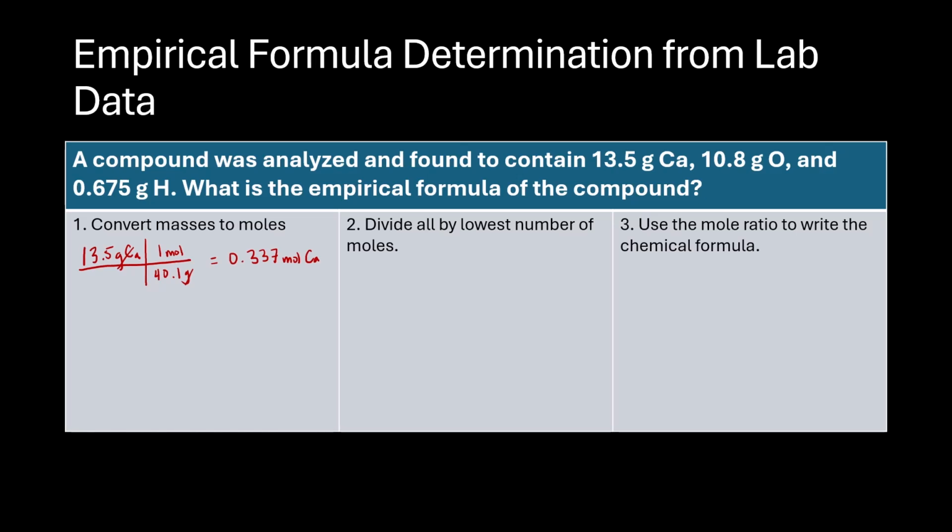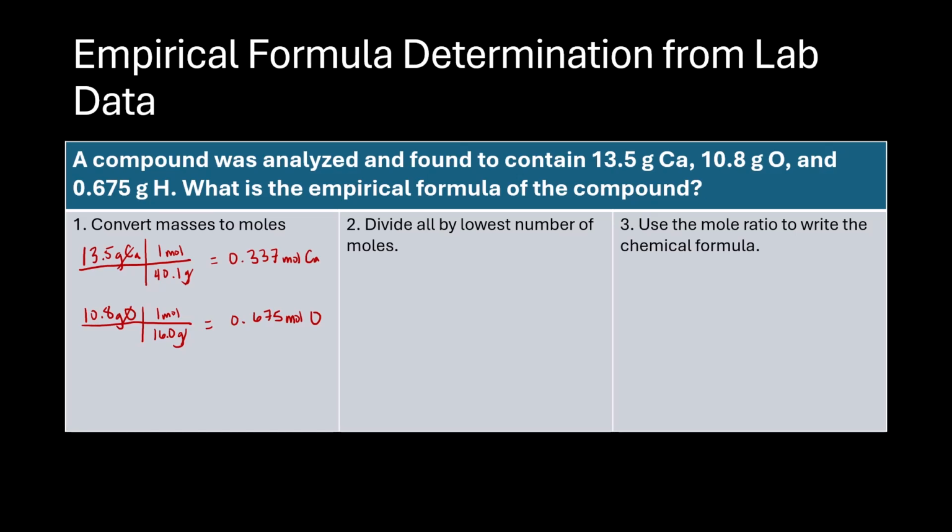The next thing that we're given is 10.8 grams of oxygen. I'm going to do it the same way. I look at the periodic table and I know that oxygen is 16.0 grams per 1 mole. So I cancel out my grams, divide it out, and I get 0.675 moles of oxygen. Again, I'm not doing this math in my head. I'm using a calculator, and you can use your calculator to do this math.